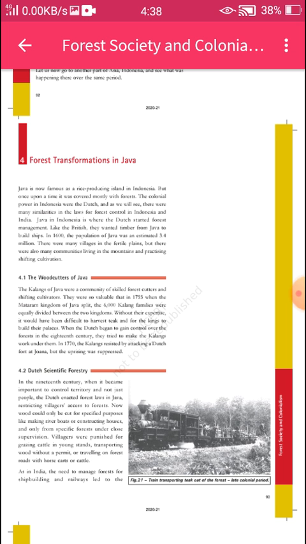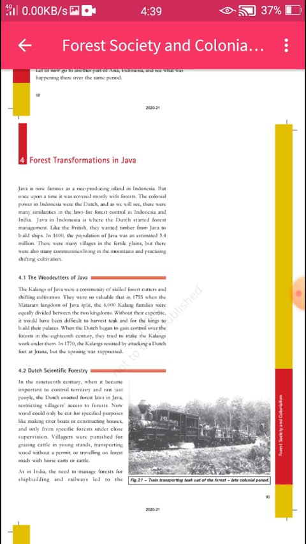In 1600, the population of Java was estimated at 3.1 million. Many villages on the fertile plains totally depended upon the forest. Many tribal communities were also living in the mountains and practiced shifting cultivation. So the Dutch started controlling all of Java.